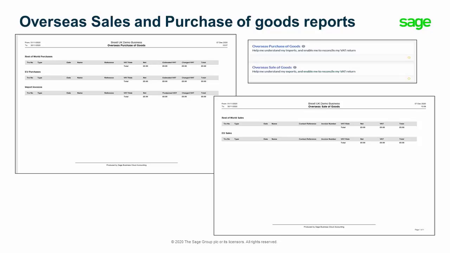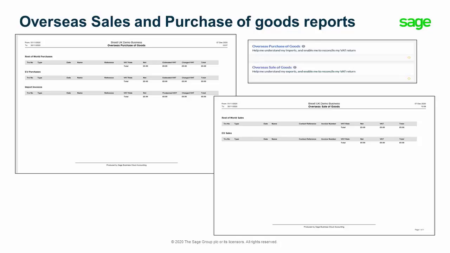Some additional reports have been introduced to enable you to reconcile your VAT returns. Outside of postponed accounting, import VAT is estimated until further documentation is received. The Overseas Purchase of Goods report will assist you when reconciling your VAT return, but it will also allow you to view rest of the world purchases, EU purchases, and import invoices, along with the associated postponed VAT.